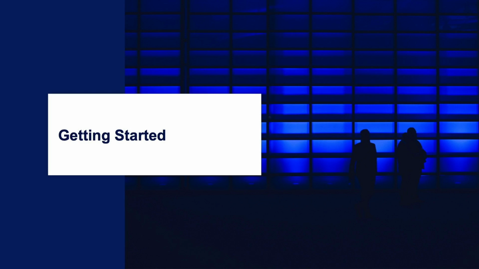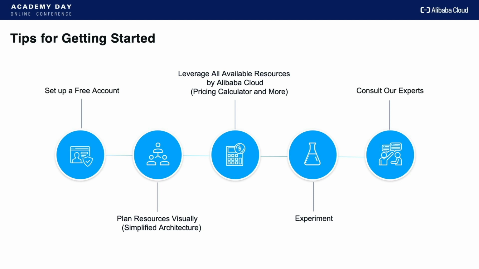Great! Now that we're familiar with the pricing models as well as the support services available on Alibaba Cloud, I'd like to share 5 simple tips to help you get started with our products and services. First, if you haven't done so already, please visit Alibaba Cloud and sign up for a free account. You can do this by visiting the free trial page or by clicking on the free account button on the website. Once you've done that, I would suggest you plan your resources visually. Now we'll revisit what that means in the following slide.